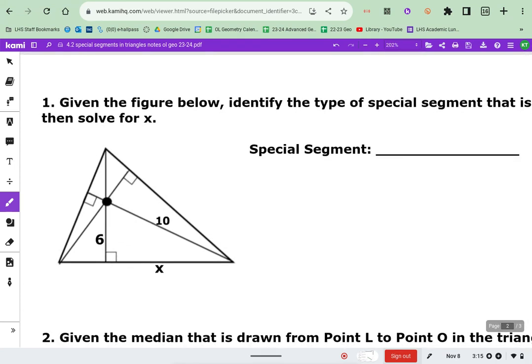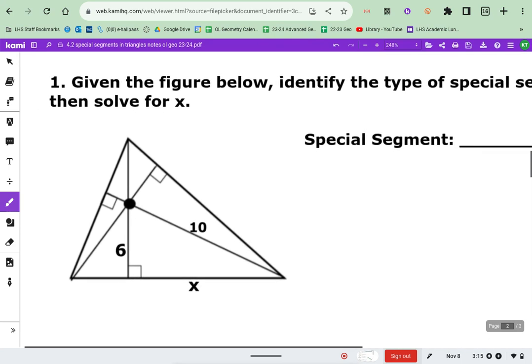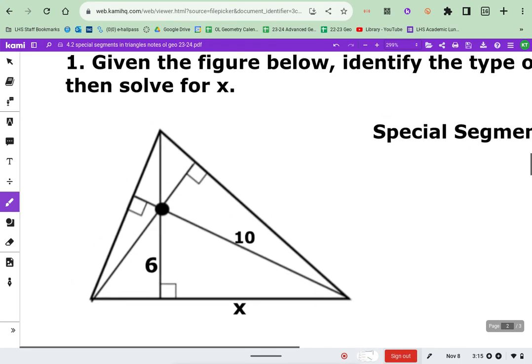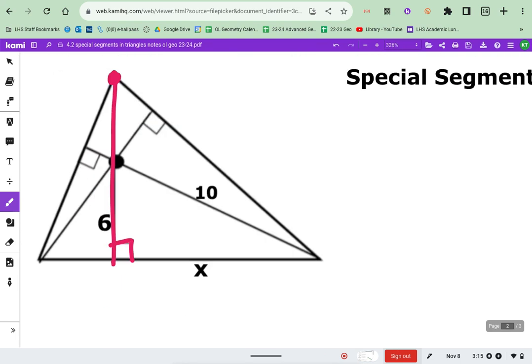So first, we're just going to look at this picture and identify which kind of special segment it is. You can look back at the front of your notes, don't say it out loud yet so everybody can think. Go back to the front of your notes and ask yourself which special segment starts at a vertex and is perpendicular to the opposite side. Think in your head. The segment starts at the vertex and is perpendicular to the opposite side. Okay, now what do you think? It's the altitude. Very good.